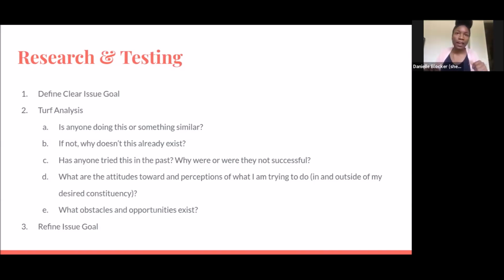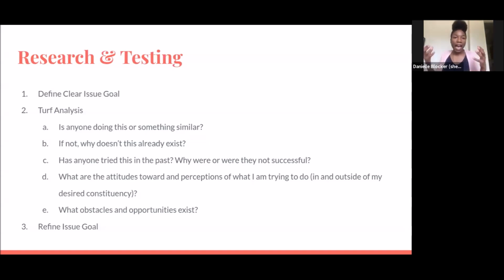And you say, okay, is anyone doing something similar to this in any other cities? Has anyone tried this? If not, why haven't they tried this before? Or why doesn't the solution already exist? Has anyone tried it in the past? Were they successful? Why not? What are the attitudes towards the issue, goal, or solution I'm trying to do?